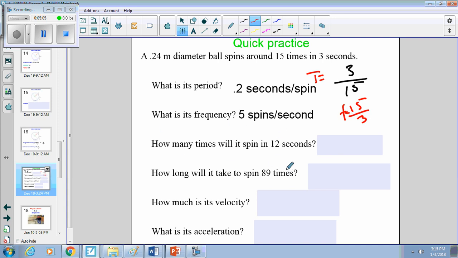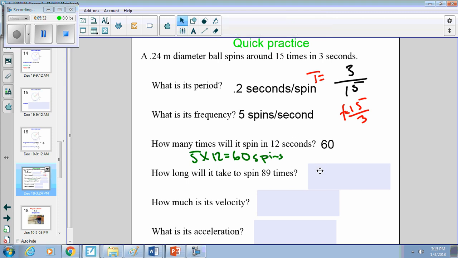How many times will it spin in 12 seconds? All right, so 12 seconds. We're going to spin 5 times in 1 second. So 5 times 12 equals 60. I guess I should write that down. So I'm just saying that. There we go. All right, how long will it take to spin 89 times?